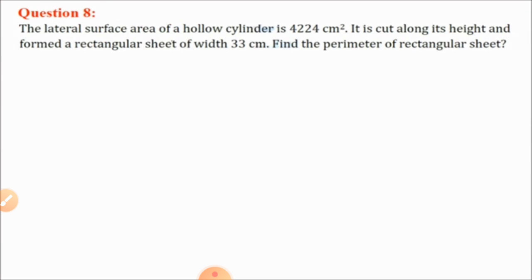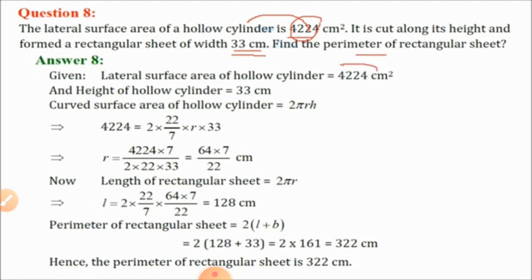Question number 8. The lateral surface area of a hollow cylinder is this much. It is cut along its height and forms a rectangular sheet of width 33 cm. Find the perimeter of the rectangular sheet. Yes, my dear student, here are the values. Put the values in our formula and simplify. The final answer is 322 centimeter.